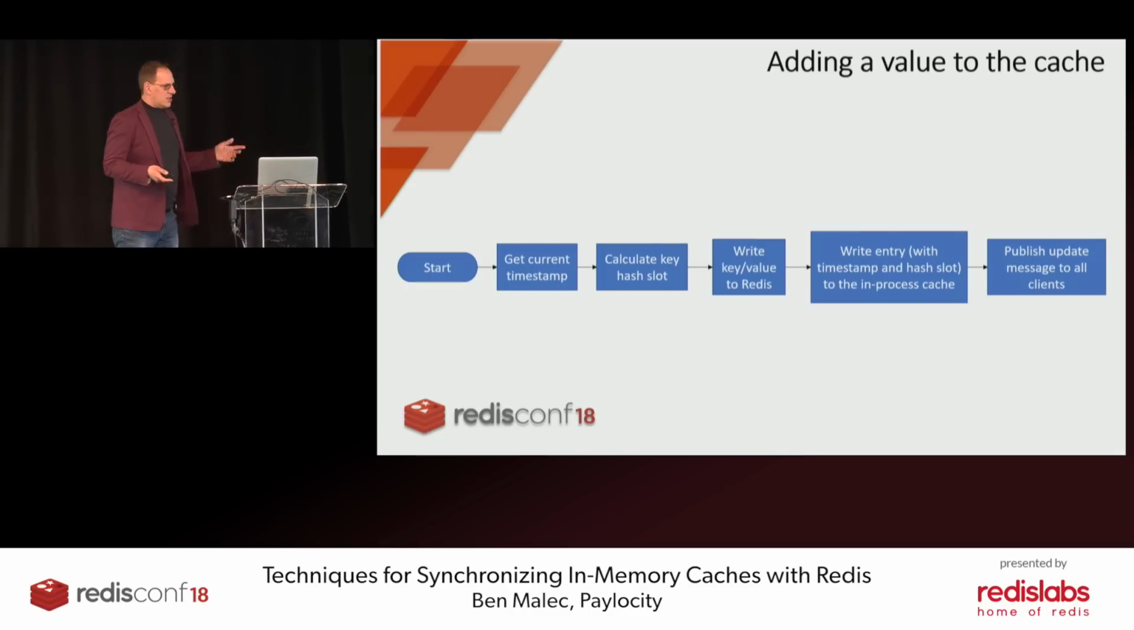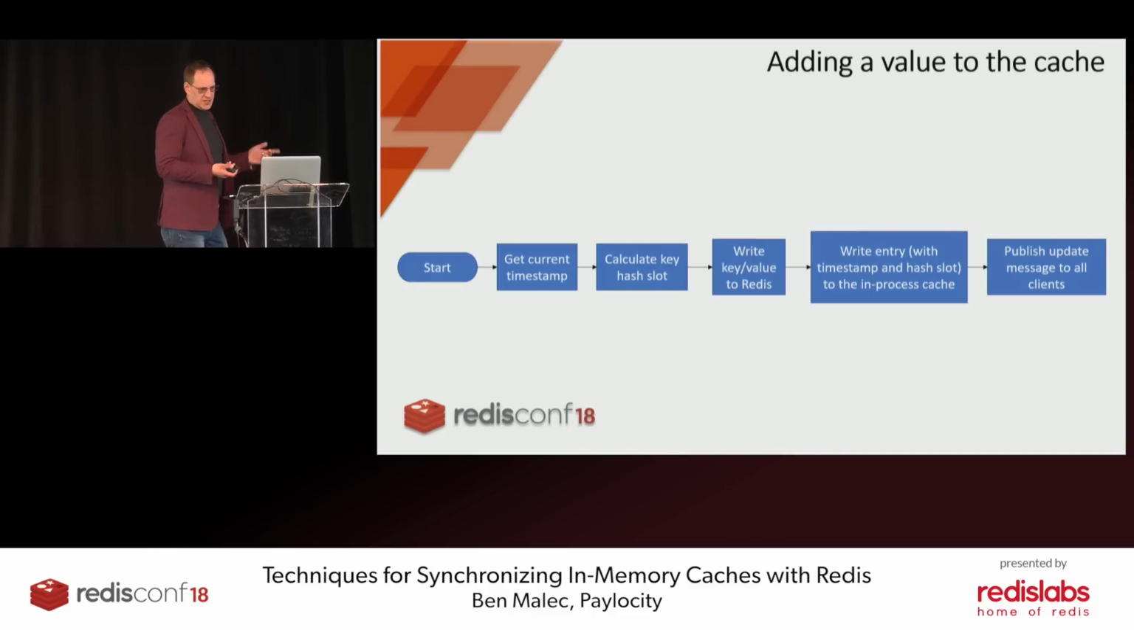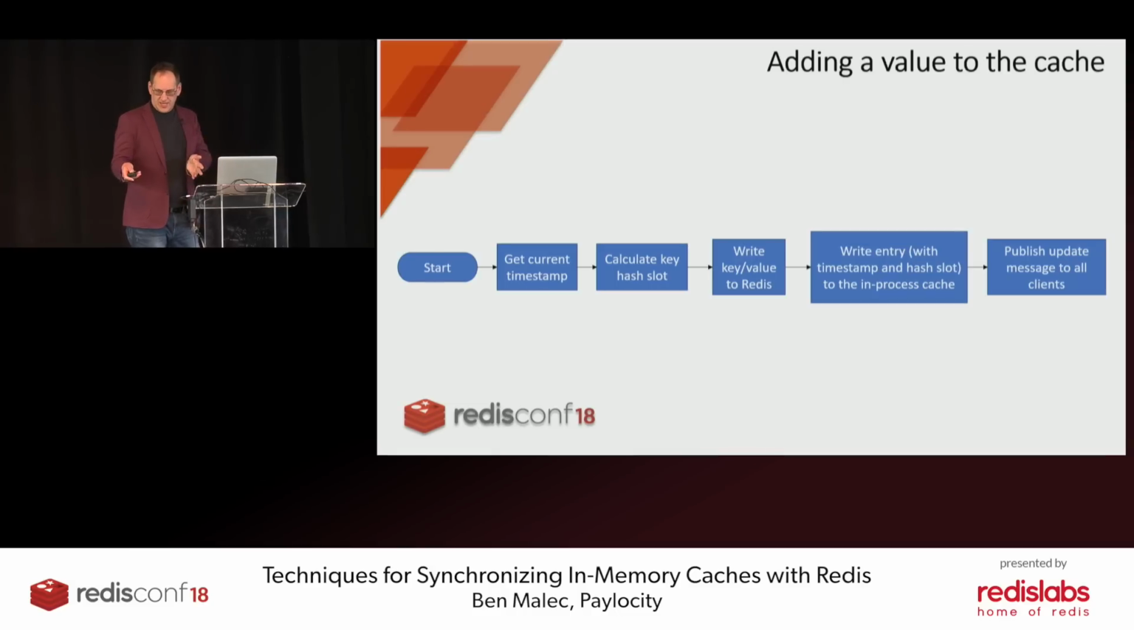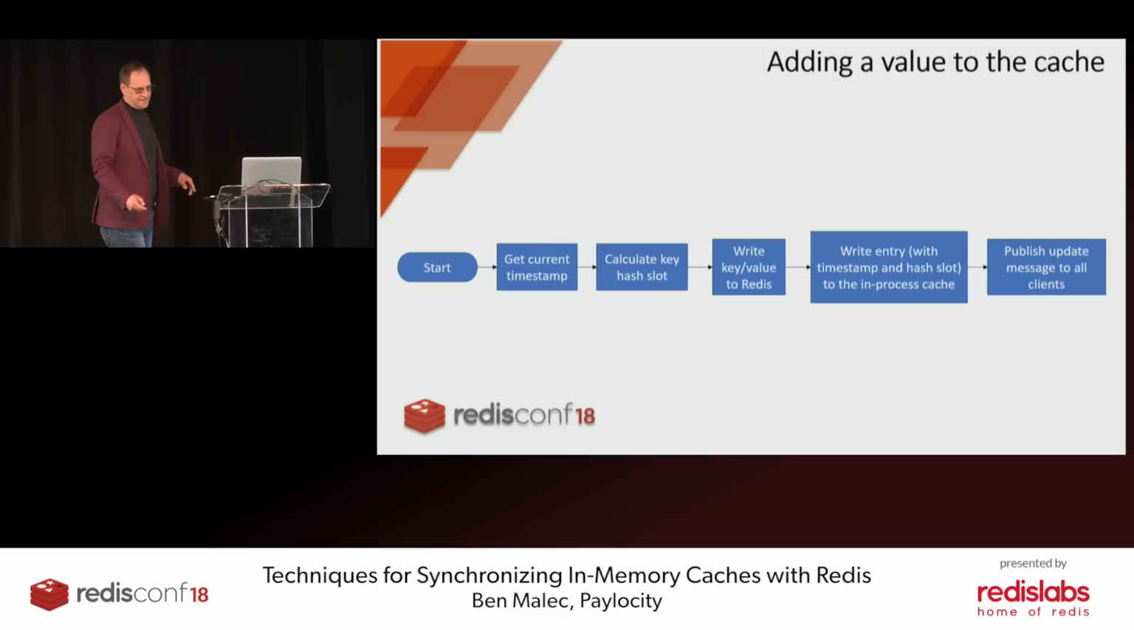Adding to the cache is similar, it's pretty much what you expect. Try and push some data in, we get the current timestamp, we calculate the hash slot, write to Redis, then write the entry, and then we publish an update message through Redis PubSub.